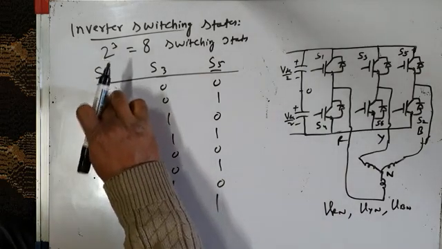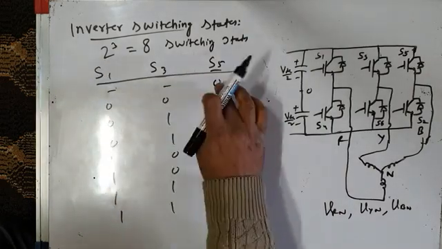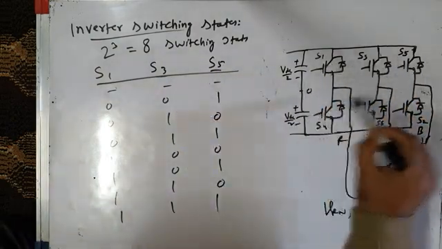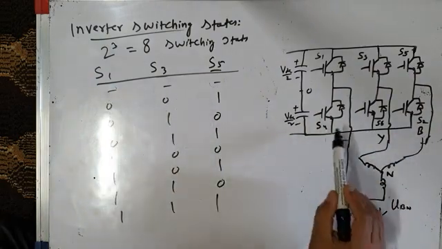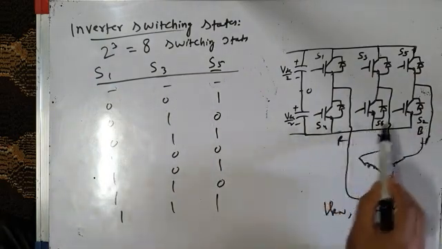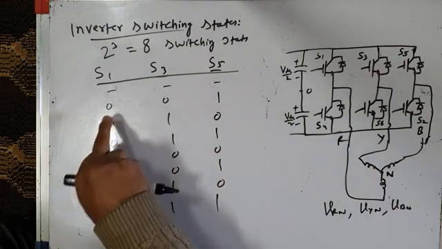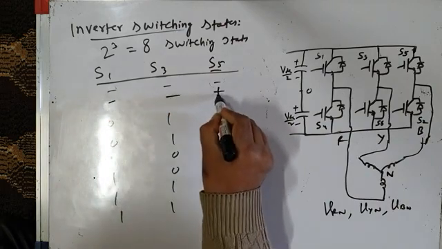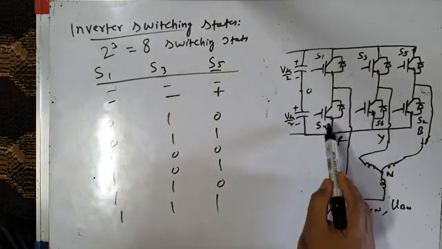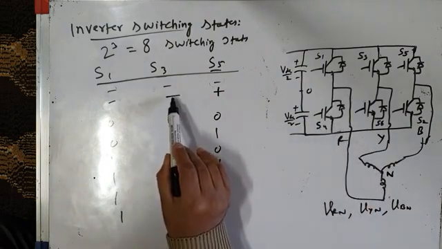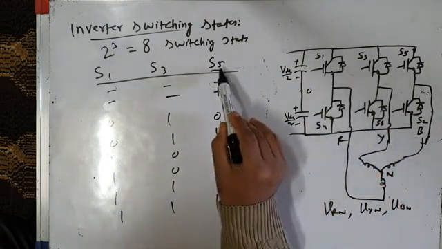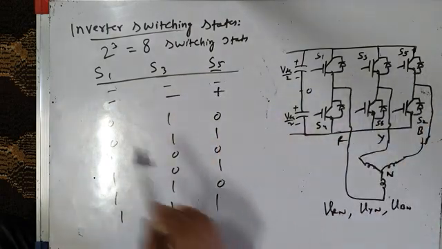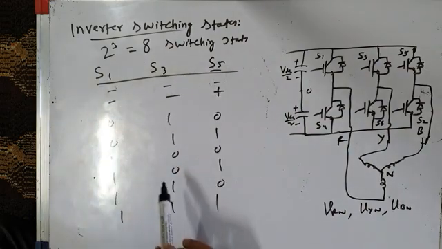Now this 0, 0, 0 I can write as minus, minus, minus. We will be following this notation. Plus means top switch is on and minus means bottom switch is on. When I write minus, minus, minus, it means all the 3 bottom switches S2, S4, S6 are on. Second switching state is 0, 0, 1. That is minus, minus, plus. It means in phase leg R, bottom switch S4 is on. In phase leg Y, bottom switch S6 is on. But in phase leg B, top switch S5 is on. So therefore S1 and S3 are off and S5 is on.